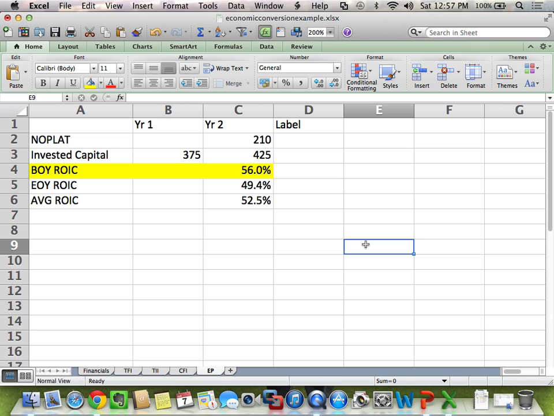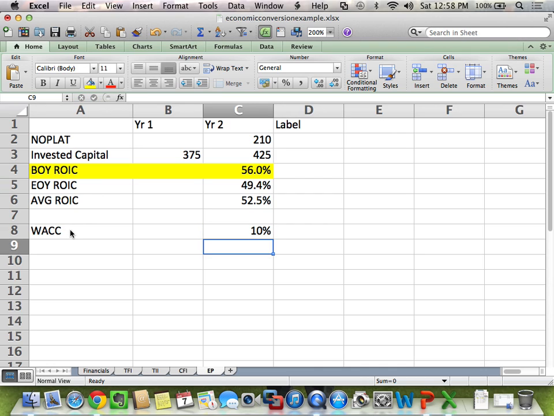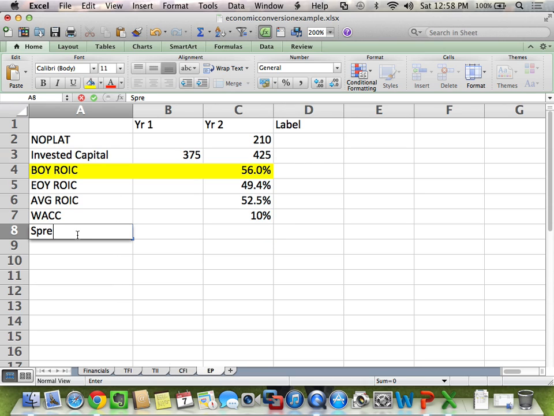And for purposes of this class, I want you to get exact matches, just to show that you can conceptually get the math right. And then for analysis, we can use other ones, but I'm just saying we're going to calculate a BOY return on invested capital. So here's the point. What is economic profit? I'm going to need a weighted average cost of capital. So I'm just going to make one up at 10%. I will give you this assumption on your assignment, but I'll give you a WACC, so therefore I calculate a spread. Spread is my BOY ROIC minus my WACC.